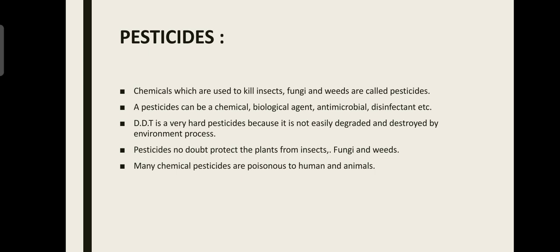Let's talk about the pesticides. Chemicals which are used to kill insects, fungi and weeds are called pesticides. A pesticide can be a chemical, biological agent, antimicrobial disinfectant, etc. DDT is a very hard pesticide because it is not easily degraded and destroyed by environmental processes. Pesticides no doubt protect the plants from insects, fungi and weeds. Many chemical pesticides are poisonous to humans and animals.